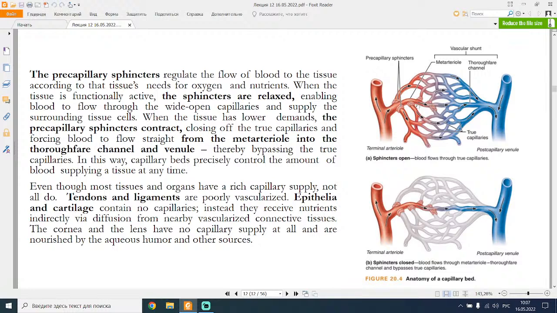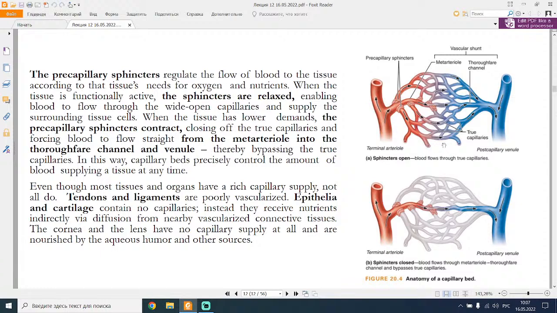When the tissue has lower demands, the precapillary sphincters contract, closing off the true capillaries and forcing blood to flow straight from the meta-arteriole into the thoroughfare channel and venule, thereby bypassing the true capillaries. In this way, capillary beds precisely control the amount of blood supplying a tissue at any time.